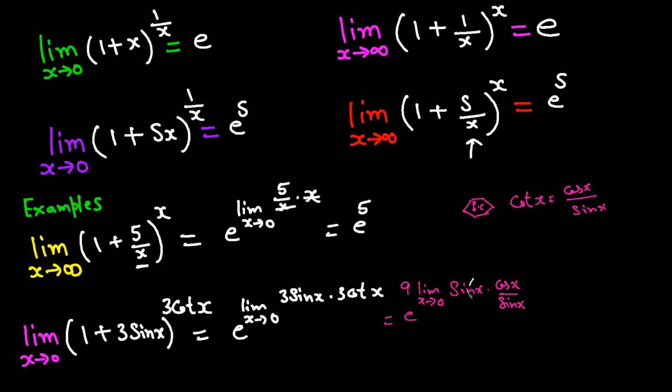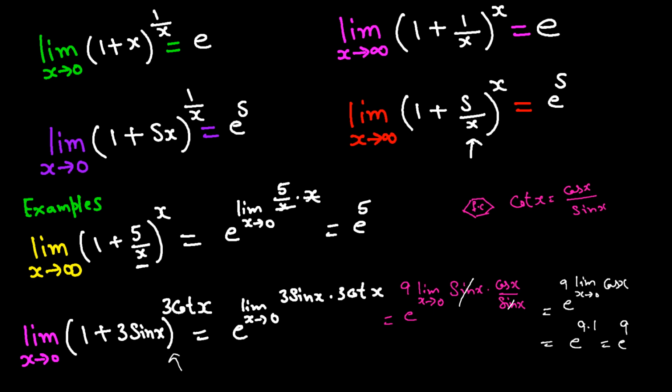So these two sine x will cancel each other. So I'm left with e raised to the power 9 times limit x approaches 0 of cosine x. And as you all know, when x approaches 0, cosine gives you 1. So this is basically equal to e raised to the power 9 times 1, which is e to the power 9. So that's how you can solve a problem that looks like this one. Let's move on to the next one.